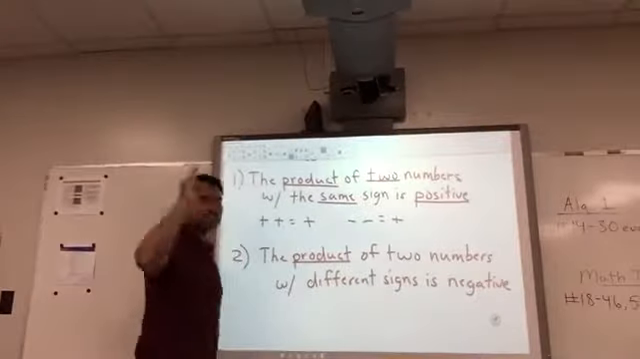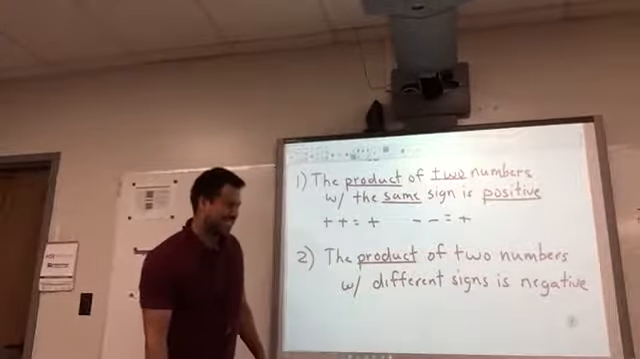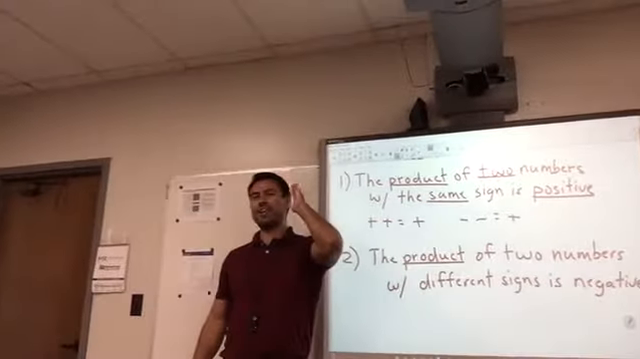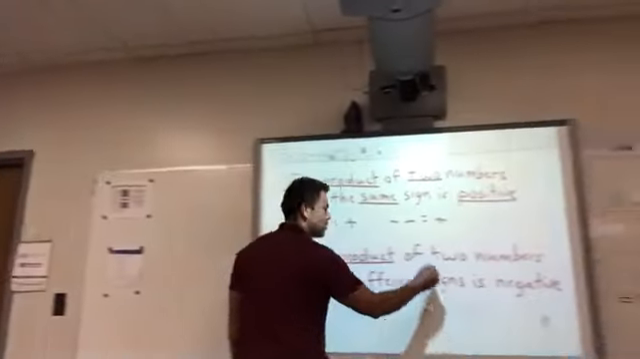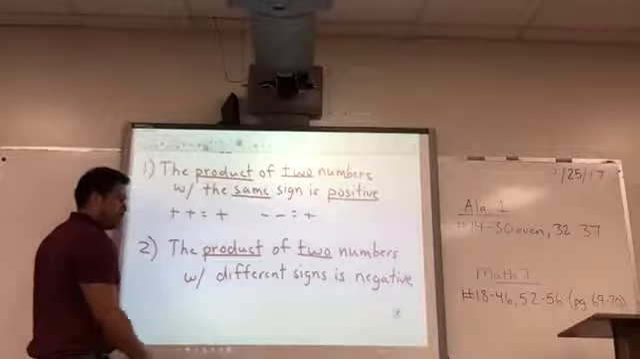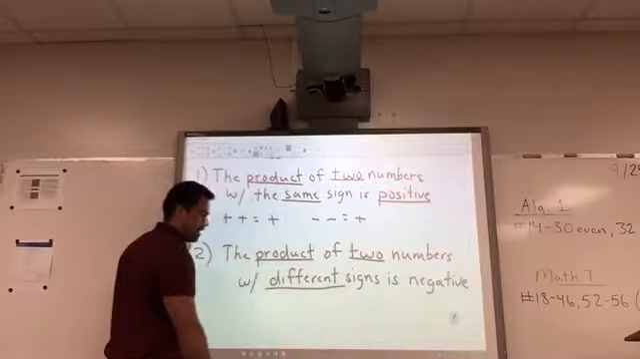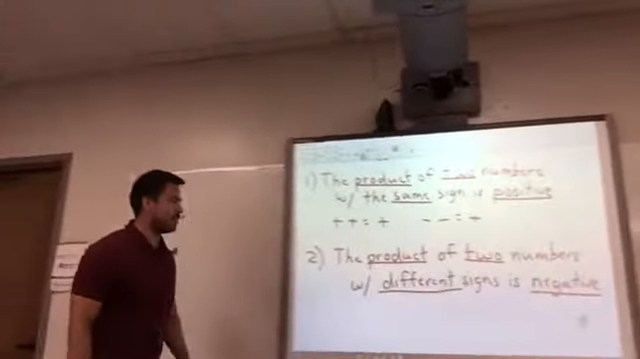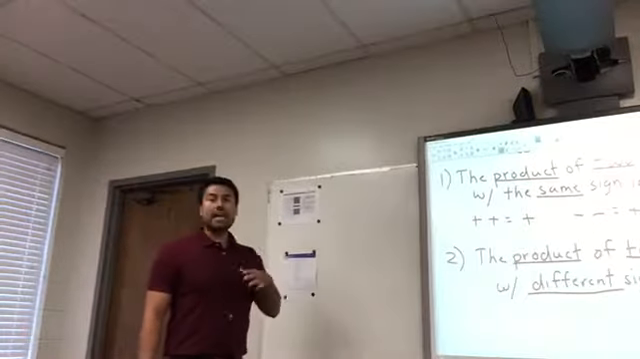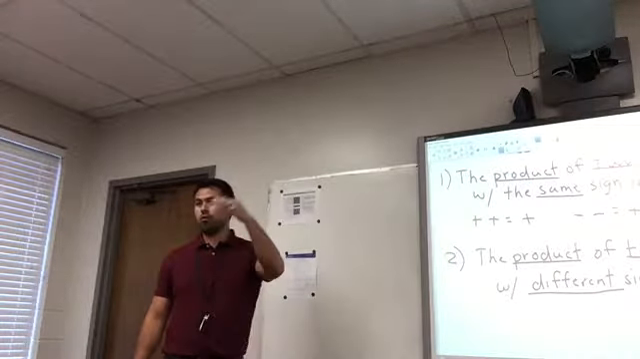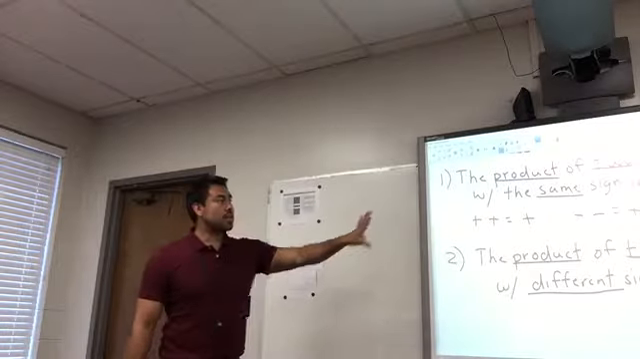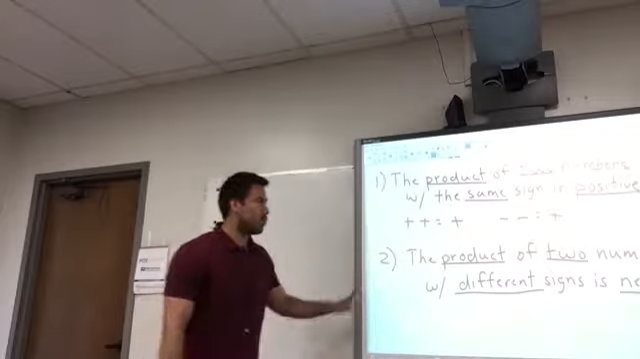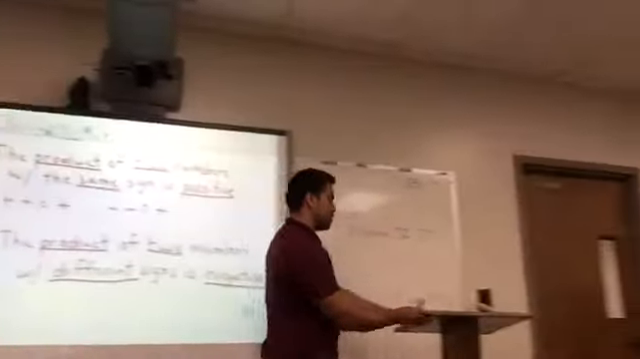Product refers to what operation? Everyone. Okay, thank you, three of you. Product refers to which operation? Everyone. Multiplication. How many numbers? Two of them. What kind of signs? Different. And that gets you a product that is negative. Okay, negative. All right. And again, you are going to multiply 3 or 4 numbers, and you can apply these rules to that. But we're talking specifically about two numbers being multiplied.